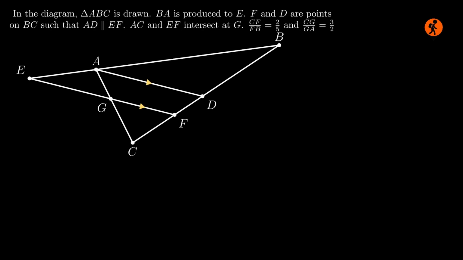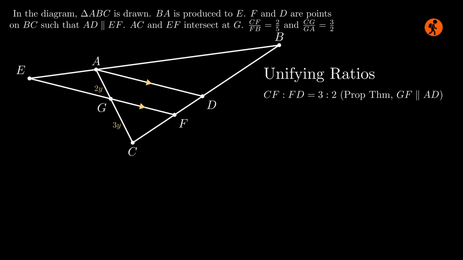Before calculating anything, let's unify the ratios given in the diagram. We are told the ratio of CG to GA is 3:2. So let's label CG as 3y and GA as 2y. Because GF is parallel to AD, the proportionality theorem tells us that CF to FD is also 3:2.